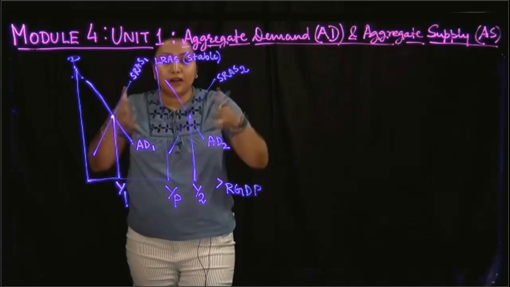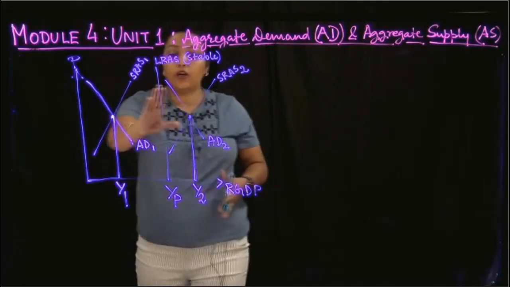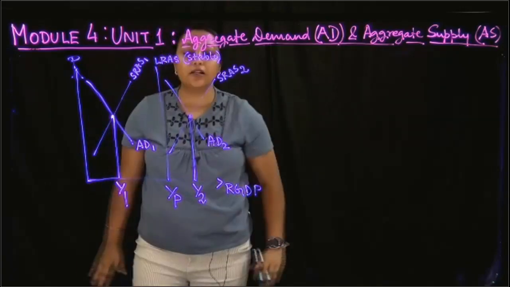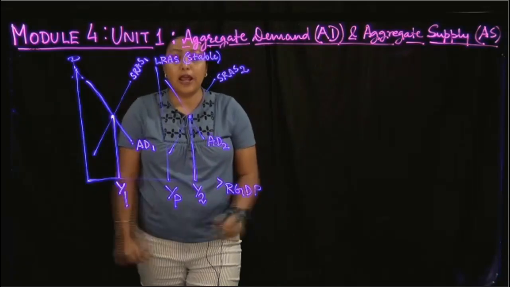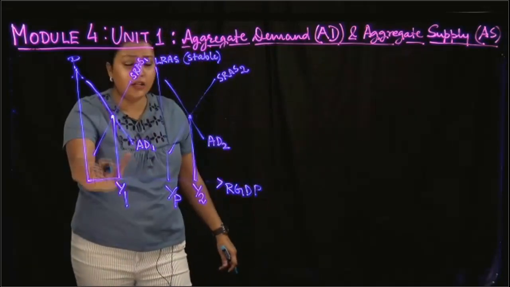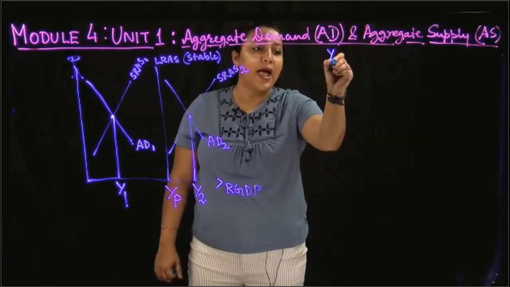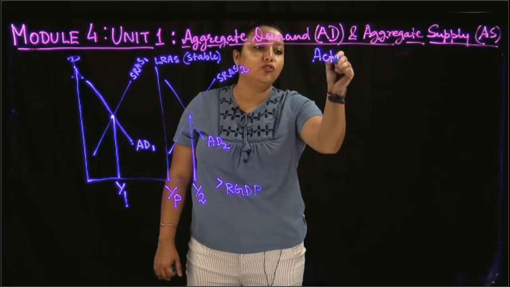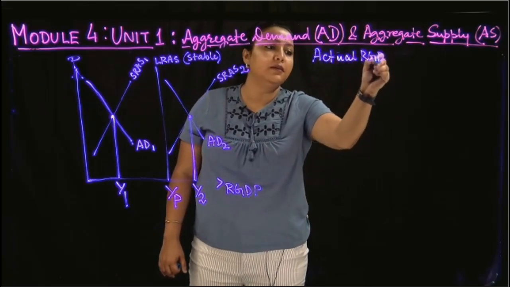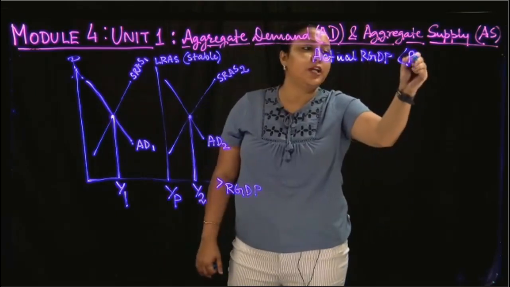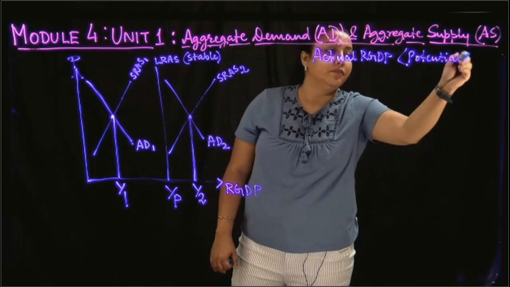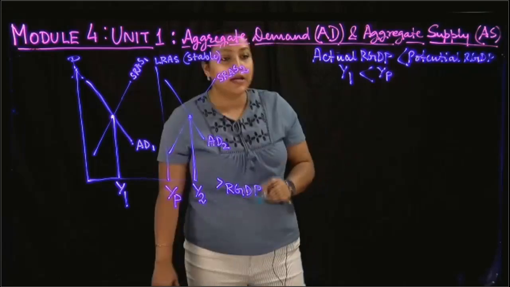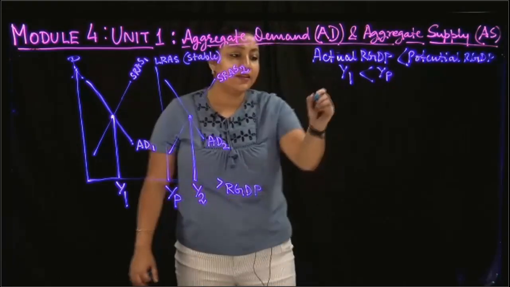This is where the economy wants to be. But in reality, in the current accounting period, your economy could be on the left or on the right of this vertical line of the long run aggregate supply curve. If your economy is on the left, then you have a situation where your actual real GDP is less than your potential RGDP, so your Y1 is less than your YP. This basically means that there is an output gap.